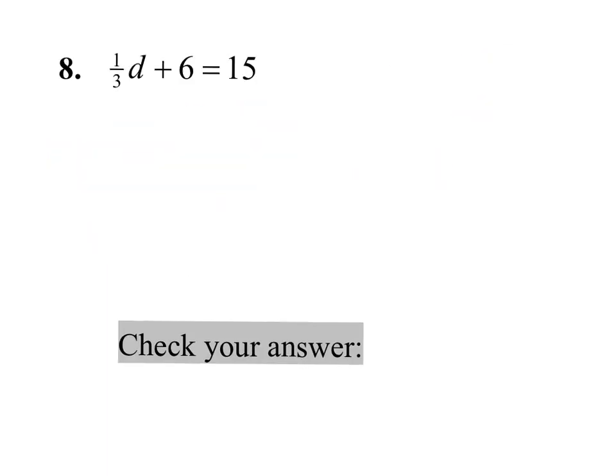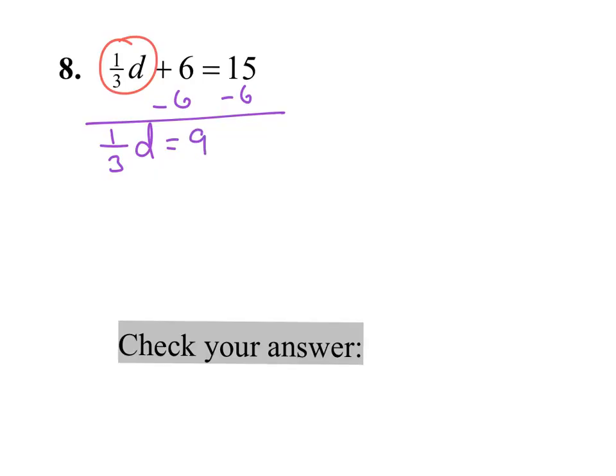Okay, on number 8, I've got 1/3 d plus 6 equals 15. So again, as usual, circle the number and the variable attached to it. Get rid of any addition and subtraction. So I'm going to subtract 6 from both sides, which leaves me with 1/3 d equals, what, 15 minus 6. 15 minus 6 is 9.